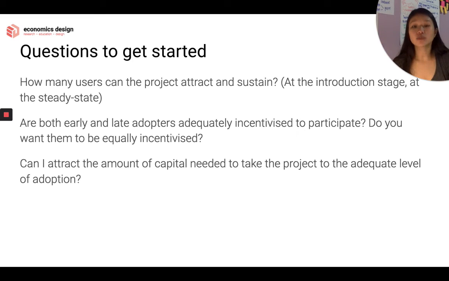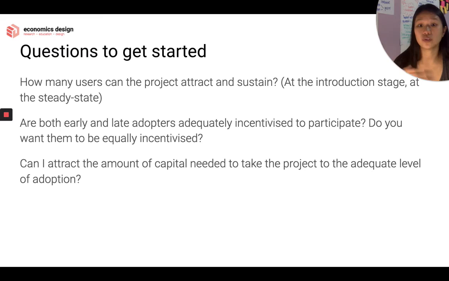Are both early adopters and late adopters equally incentivized to participate? And do you want them to be equally incentivized? Do you want to incentivize early adopters more to reward them for joining? Or do you want to incentivize them equally because they are all equal? And can you attract the amount of capital needed to take the project to an adequate level of adoption?